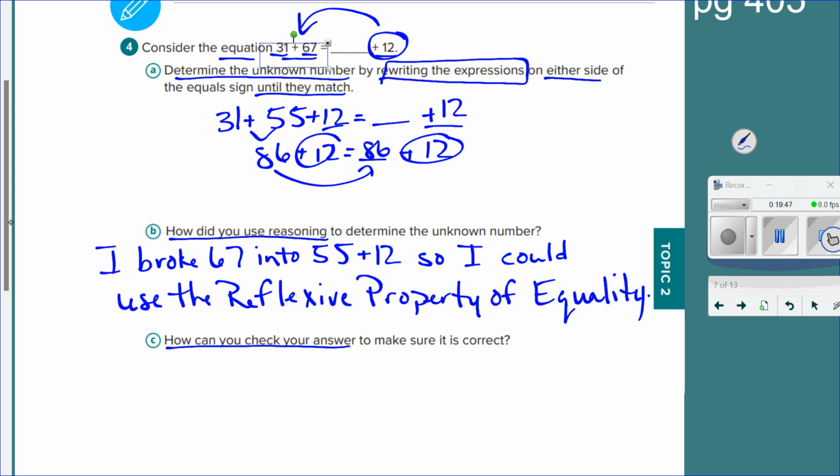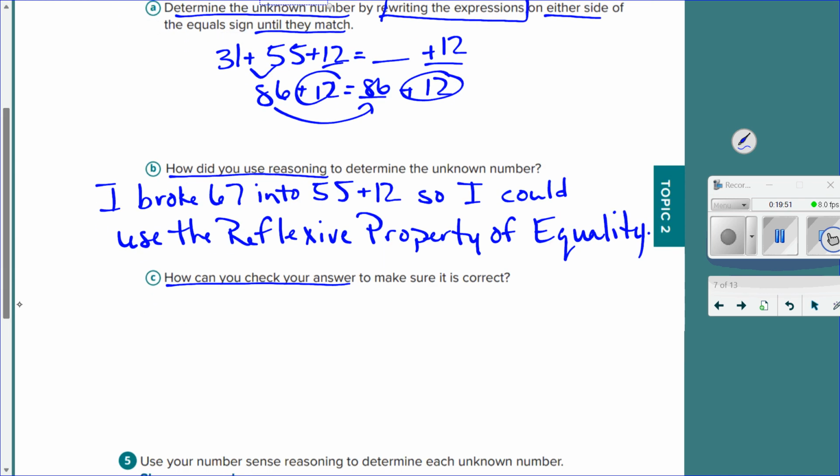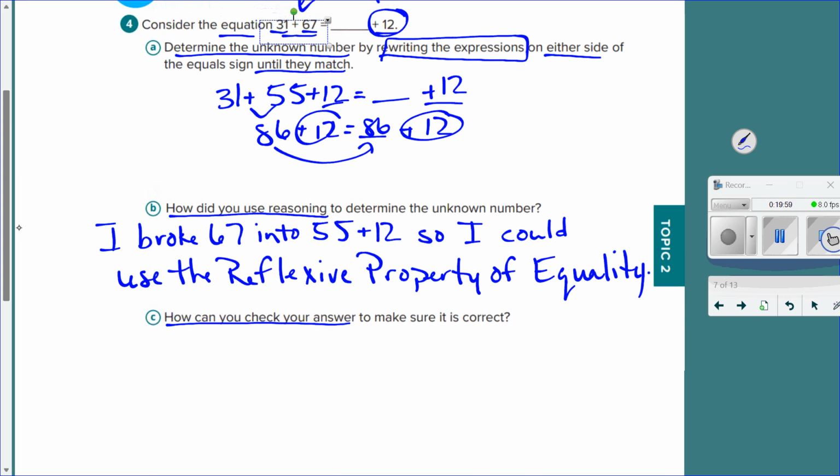Now, here's the big one. How can I check my answer, guys? Add both sides, but not together. You just add 31 plus 67, and then the other side, you do 86 plus 12, and then find the total. So you said it, but you didn't use the math terms.